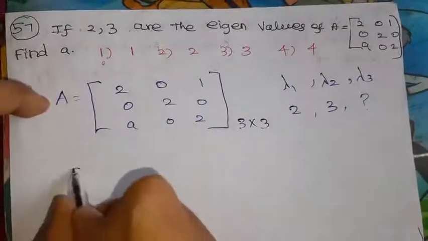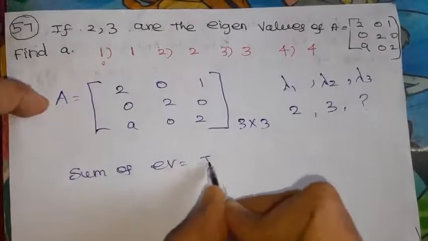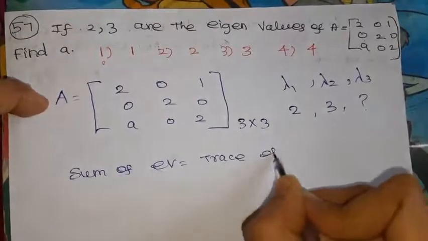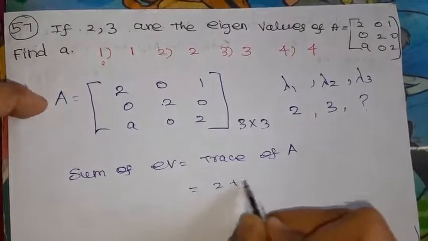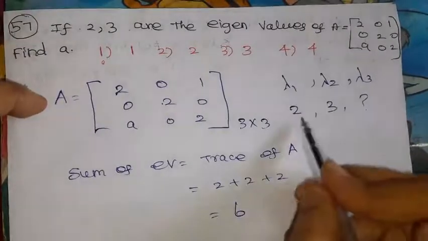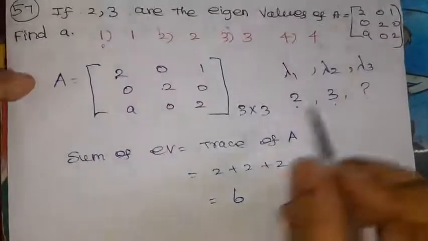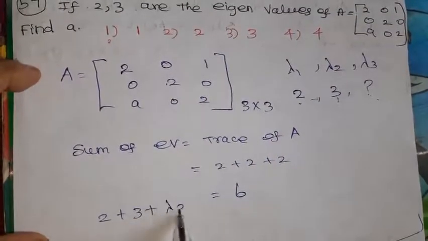From the property, sum of eigenvalues equal to trace of A. What is trace of A? Addition of diagonal elements. So trace of A is 2 plus 2 plus 2, which is 6. So sum of the eigenvalues is nothing but lambda 1 plus lambda 2 plus lambda 3, which means 2 plus 3 plus lambda 3.